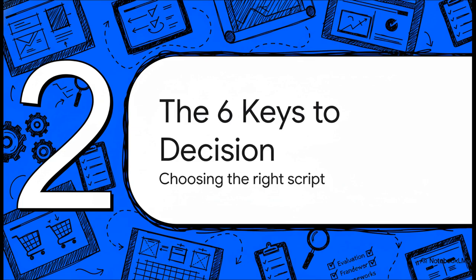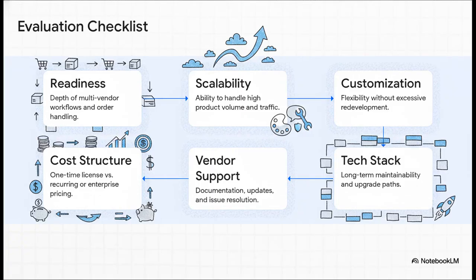So before you even think about looking at options, you need to have a really solid way to evaluate them. Think of this checklist as your secret weapon for making a smart, informed choice. These 6 points right here are absolutely critical. I mean, can it actually handle multiple vendors? Is it going to grow with you, or will it break? How much can you actually change and customize? And what happens when you need help? This isn't just about buying a piece of software. This is a strategic investment in the entire future of your business.